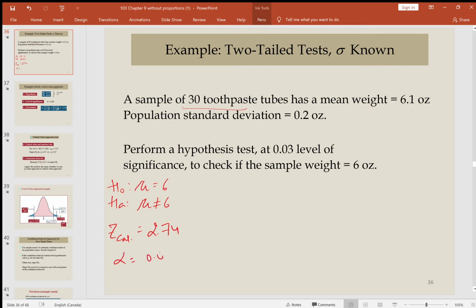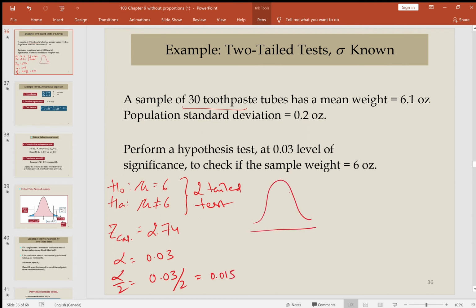Alpha is 0.03. Now remember, it's a two-tailed test. So we need to find alpha by 2, which is 0.03 divided by 2, that is 0.015. If this area is 0.015, and if we look up the z table, you will find that the z score comes to 2.17.